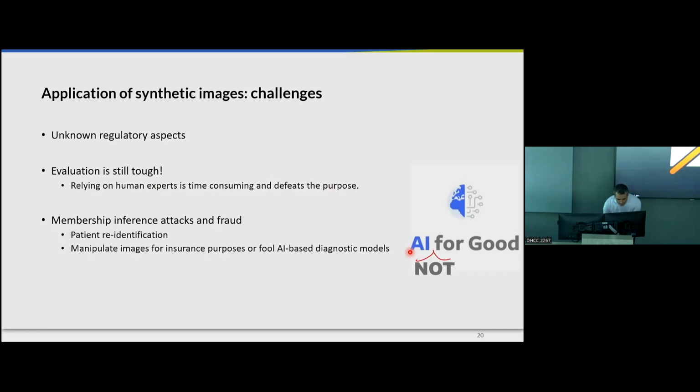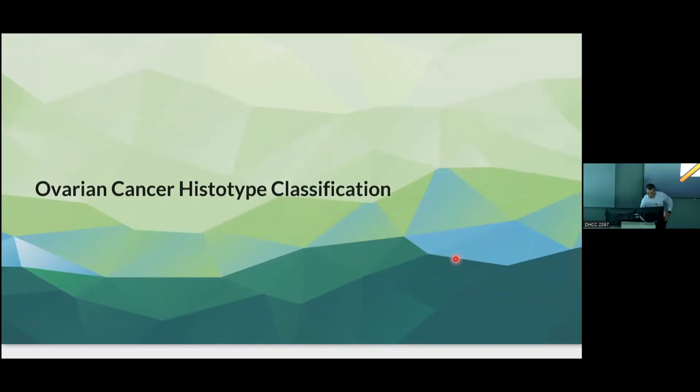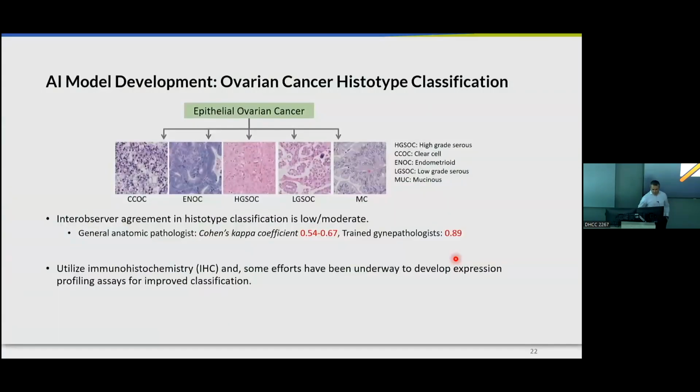So anyway, I'm going to move on to the ovarian cancer subtype classification study. There are five major ovarian cancer histotypes. The agreement between general pathologists in diagnosing these cases is, I would say, low to moderate, with a kappa coefficient around 0.54 to 0.67.